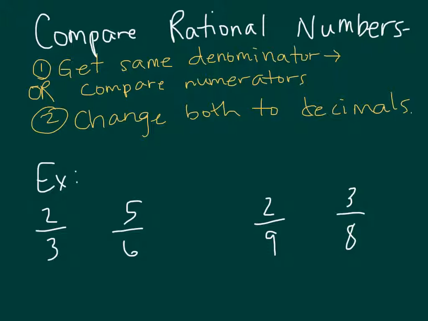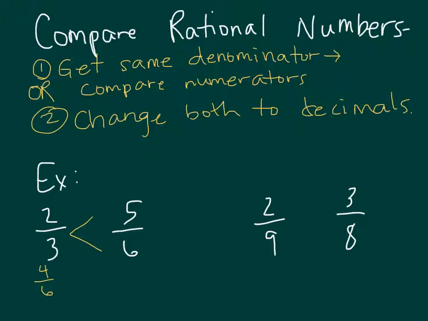So if we look at the first fractions to compare, 2/3 and 5/6, well, I noticed that their denominators are really easy to get the same. And so all I'm going to do is change this 2/3 to be 4/6, and then it's really easy to compare, and I can say that 5/6 is bigger than 4/6.